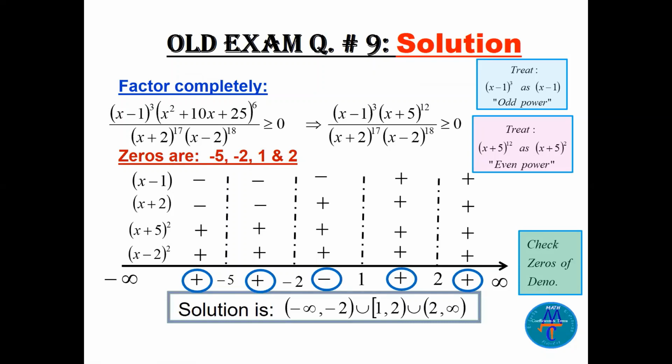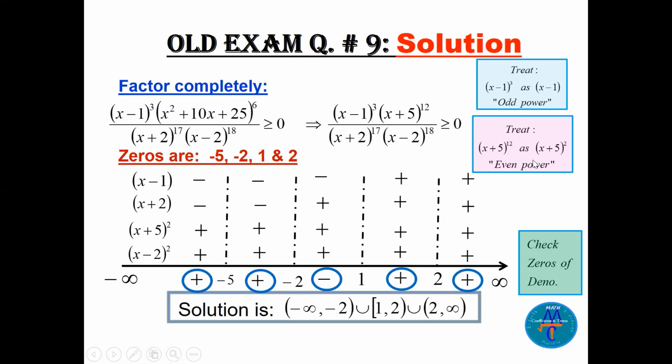Power 6 becomes 12. Now look at the question here. The zeros are minus 5, minus 2, 1, and 2. So there are 4 zeros. I make a big table. Look at the trick here. X minus 1 cubed. See, that's cubed. We look at the sign. The sign of this cube is the same sign as x minus 1 because it's an odd power. So any odd power, you can treat it as power 1 in the sign, not in the value.